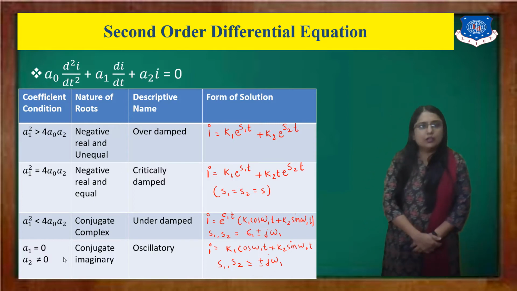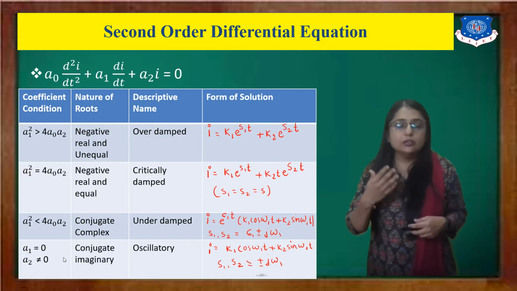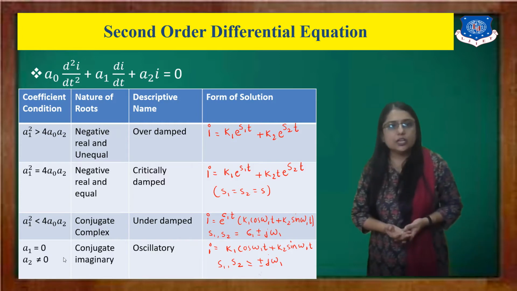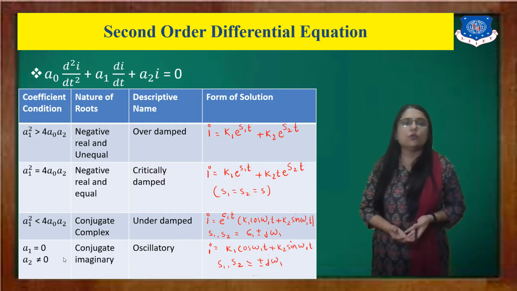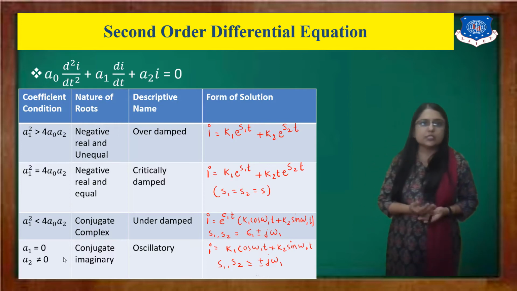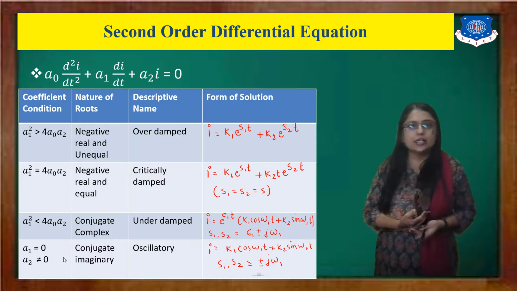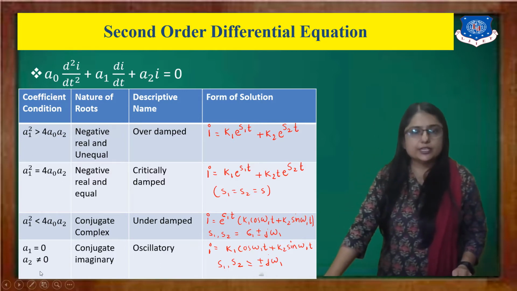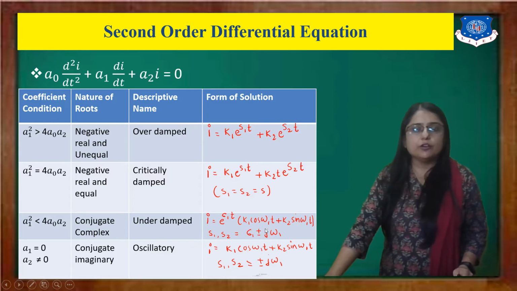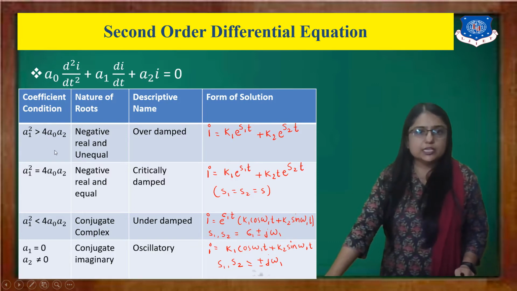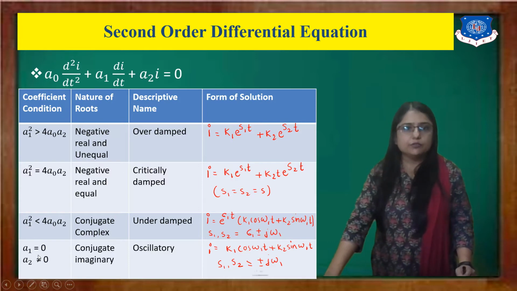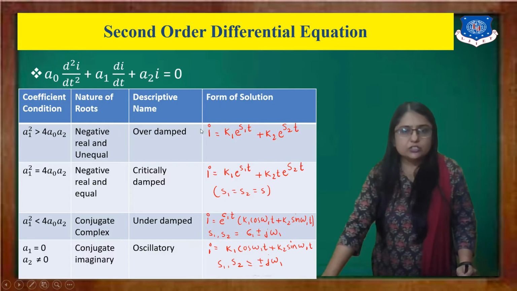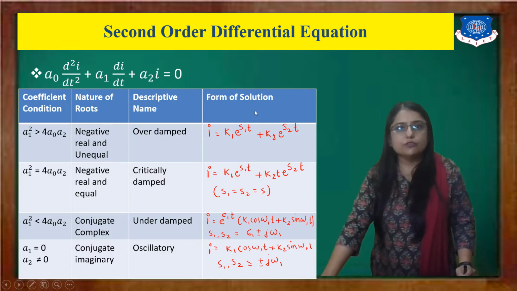First of all, you have to write the differential equation based on the circuit diagram. After writing it, compare the coefficients of the double derivative, the single derivative, and i itself. Based on that there are four different cases, and you have to remember this form of the solution. When you know the condition, for example A1 square greater than 4A0A2, you can directly write down the solution.